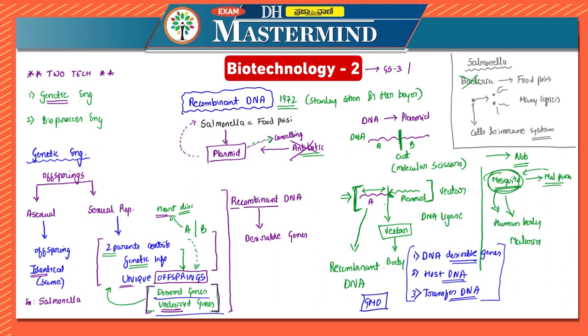So we have seen genetic engineering, bioprocess engineering. In genetic engineering, we have seen asexual reproduction and sexual reproduction, and we have seen an example of Salmonella. Then we saw there is recombinant DNA, which is cutting off one thing and then joining it with the desired DNA. In this case, it was joined with the plasmid, which acts as vector, and then it goes and multiplies, then it cures the organism. So I hope you have understood about this.